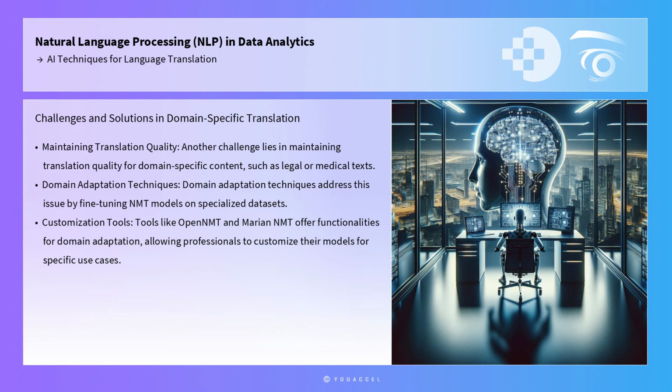Another challenge lies in maintaining translation quality for domain-specific content, such as legal or medical texts. Domain adaptation techniques address this issue by fine-tuning NMT models on specialized datasets, ensuring that the translations adhere to domain-specific terminology and conventions. Tools like OpenNMT and MarianNMT offer functionalities for domain adaptation, allowing professionals to customize their models for specific use cases.